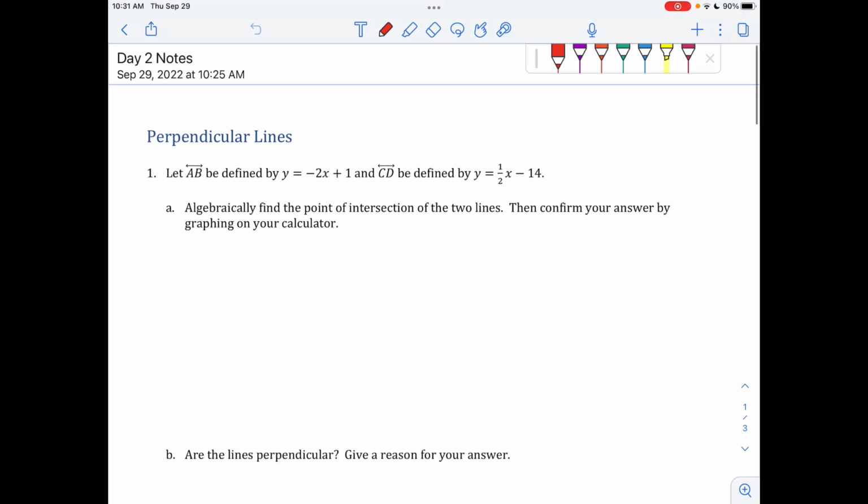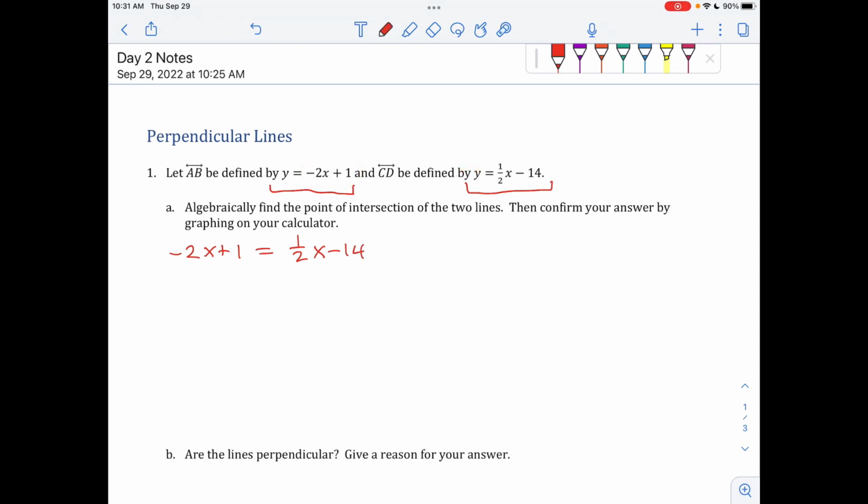So one method that we can use is substitution. They're both set equal to y right now, so I can set them equal to each other by substituting essentially this negative 2x plus 1 for the y in this equation. And then I have to solve.